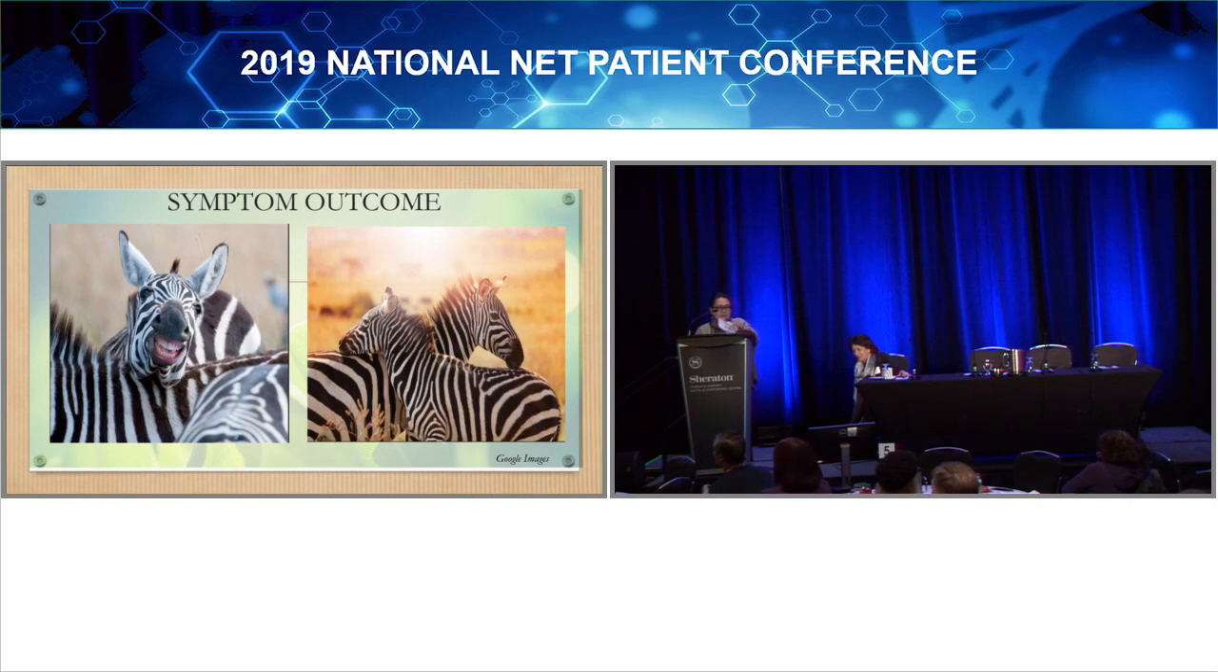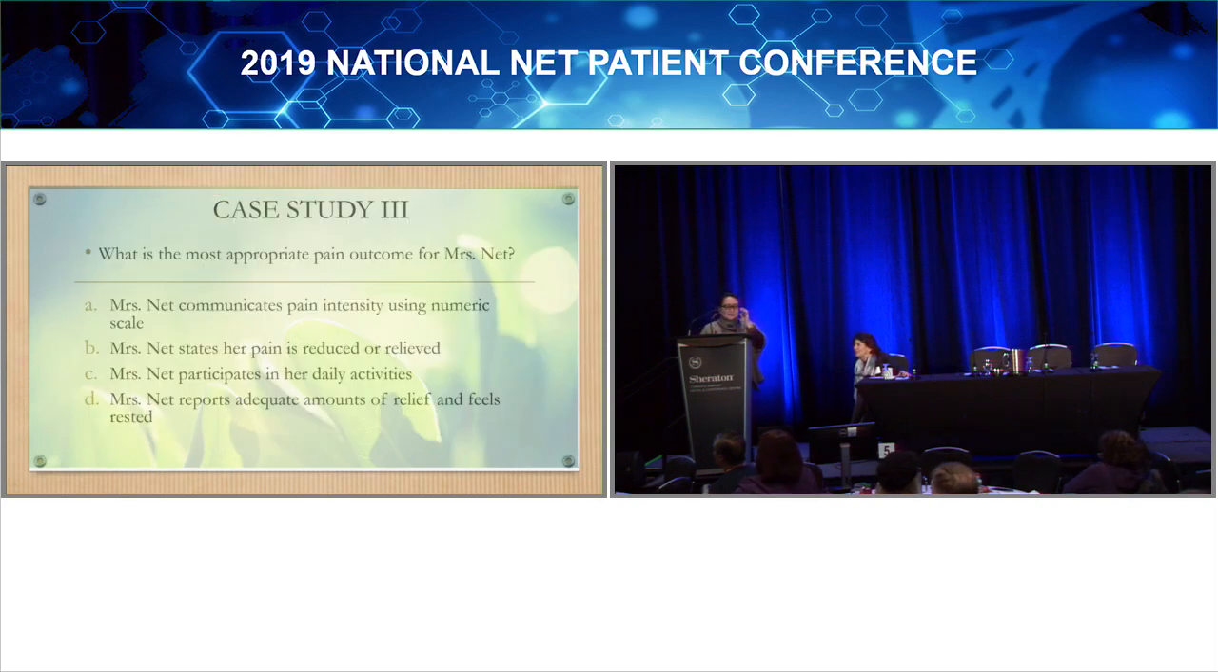Symptom outcome. Okay, our last case study. What is the most appropriate pain outcome for Mrs. Net? Mrs. Net communicates pain intensity using a numeric scale, states her pain is reduced or relieved, participates in her daily activities, and reports an adequate amount of relief and feels rested. So the answer: all of these are responses of pain outcomes, but the most appropriate is Mrs. Net stating that her pain is reduced or relieved.